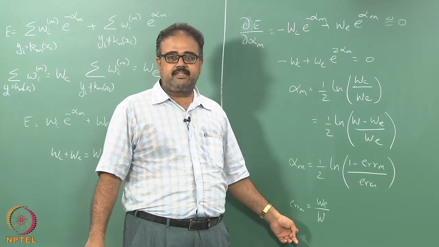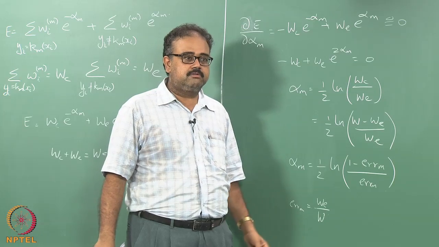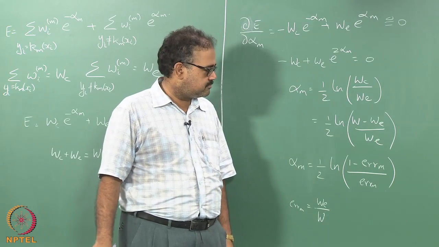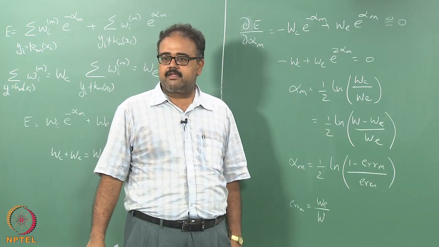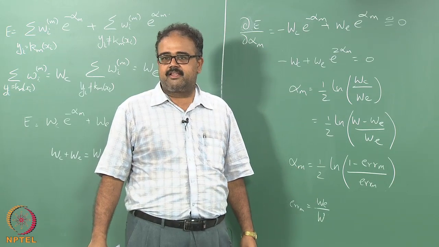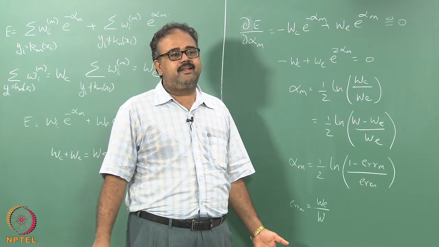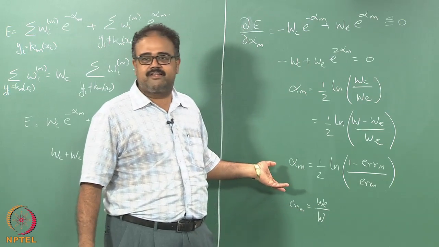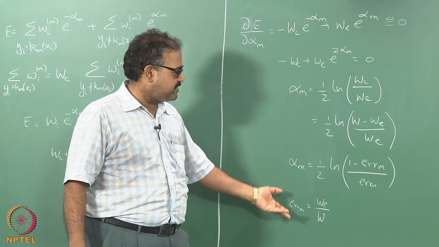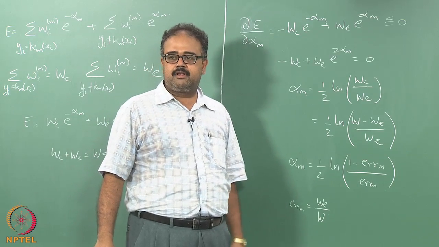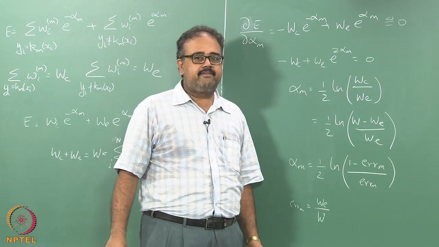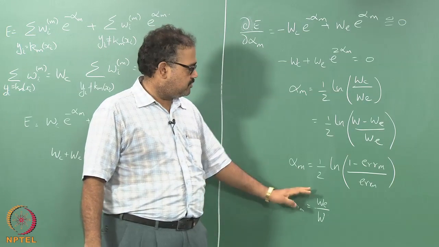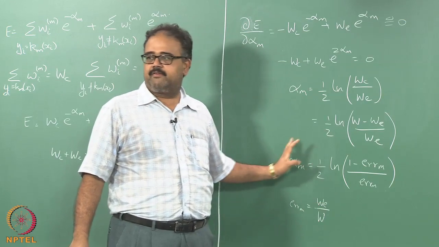In fact, if the classifier has an error of 0, what will happen? Weight will be infinity, because that is the only classifier you will need. You have an error of 0 on all the data points, why do you need another classifier? Just that one is enough. But then suppose it has a very high error, error close to 1, weight will be 0. So depending on how good the classifier is, this weight will vary.